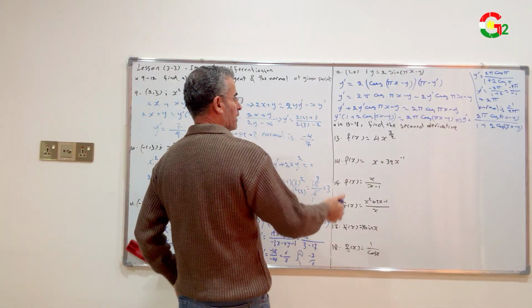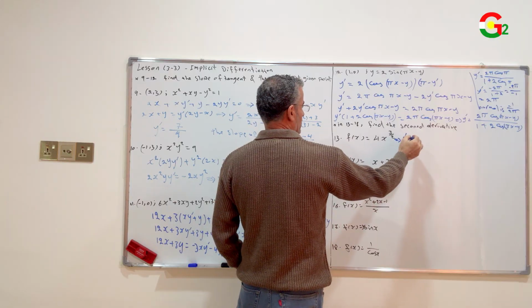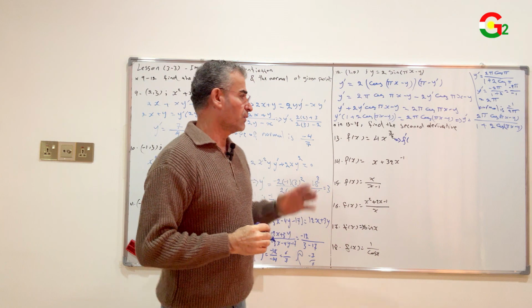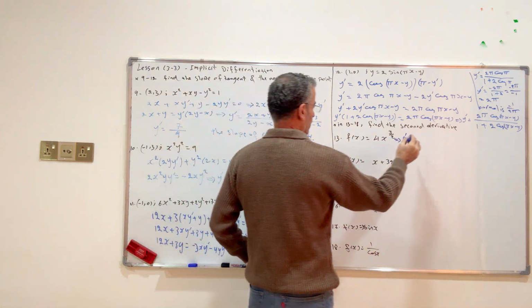To find the second derivative, we need to find the first derivative first, then we find the second derivative. Use the same rules of differentiation of the first derivative to find the second, third, and higher order derivatives.